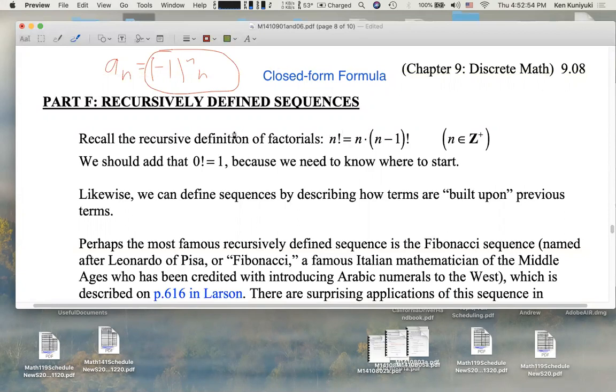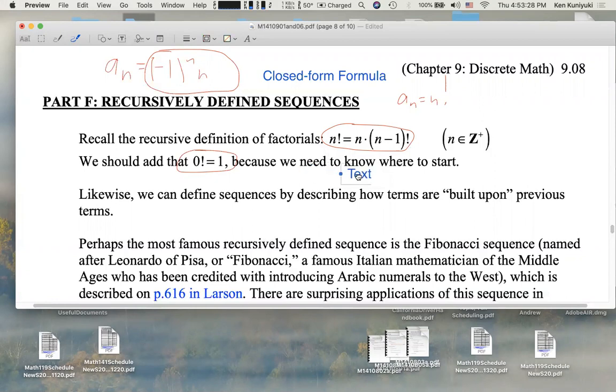Now, sometimes sequences are defined recursively. We saw that before. You can think of the factorial sequence. A sub n equals n factorial, where you can actually start with n equals 0. 0 factorial equals 1, and then n factorial. To get this factorial, you take the previous factorial, n minus 1 factorial, and multiply by the new number.